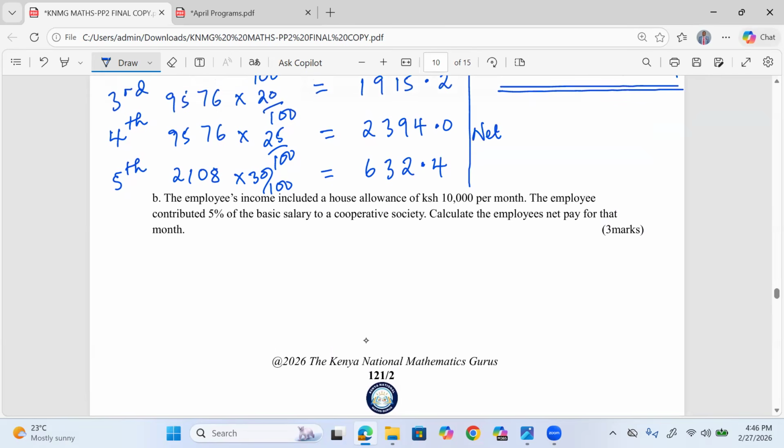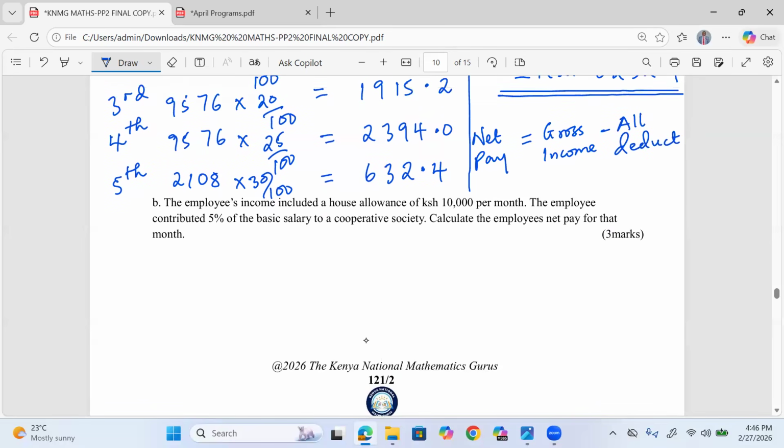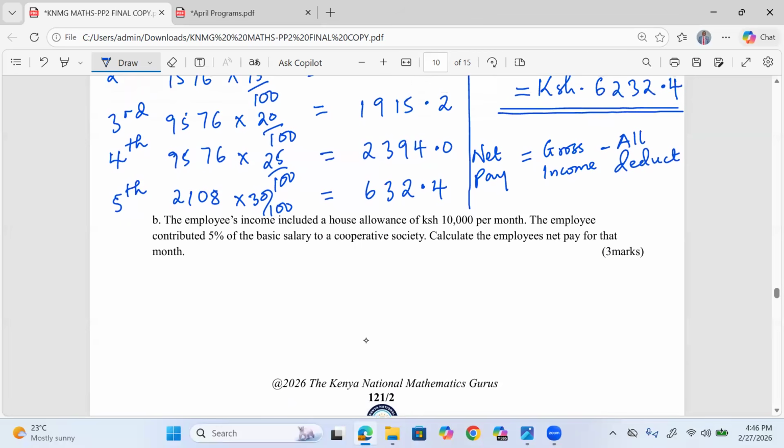Net pay is given by gross income, everything that the guy earns, minus all deductions. So can we first work on all the deductions? But another thing that you're supposed to know is that this guy is contributing 5% of the basic salary, a basic salary that we don't know.